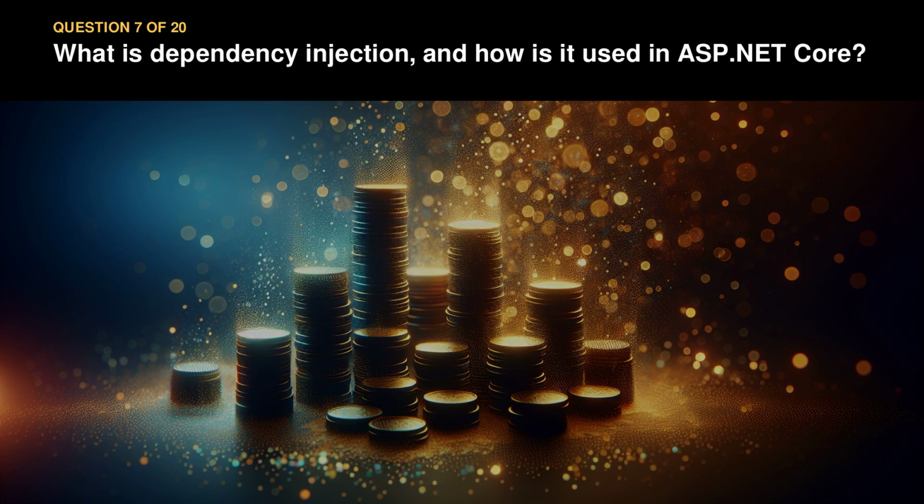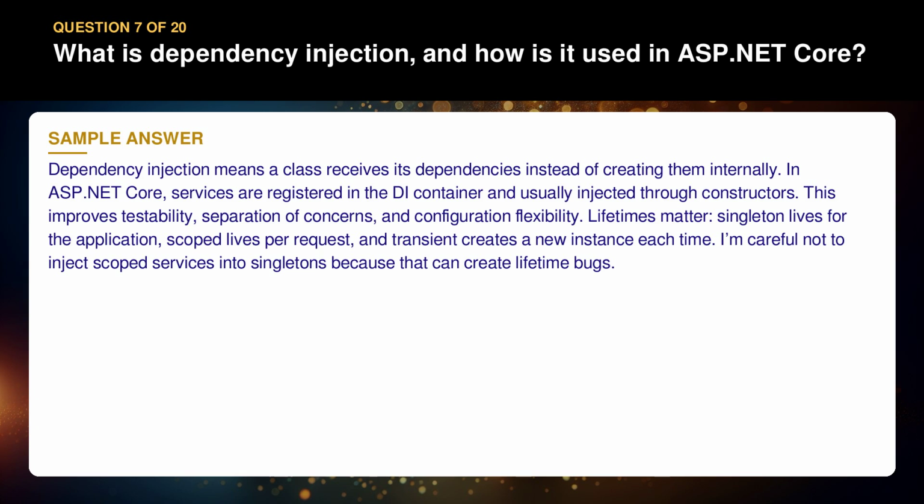Question 7. What is dependency injection, and how is it used in ASP.NET Core? Dependency injection means a class receives its dependencies instead of creating them internally. In ASP.NET Core, services are registered in the DI container and usually injected through constructors. This improves testability, separation of concerns, and configuration flexibility. Lifetimes matter.